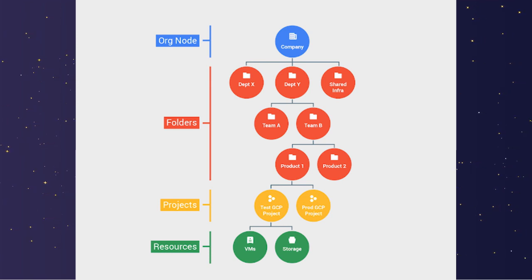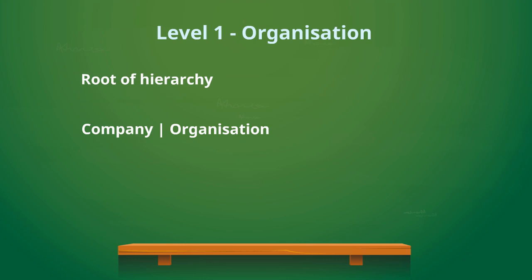There are 3 core levels. The first is the organization level, the second is the folder level, and the third level is the project or the projects. So I am going to cover each of these levels in greater detail. So let's start off with the organization, which sits at level 1. The organization is literally the root of the hierarchy, and it corresponds to either a company or an organization.